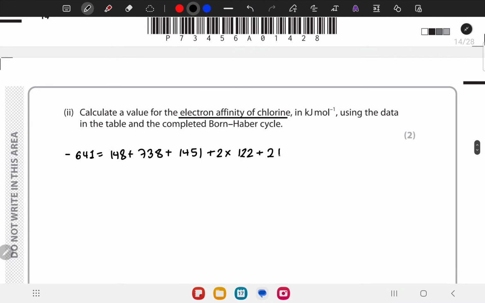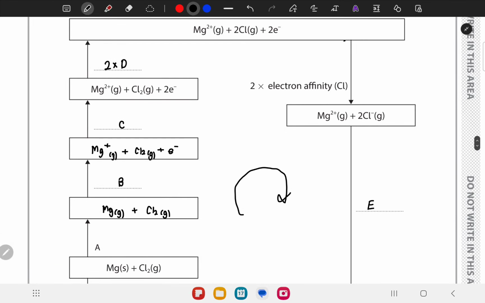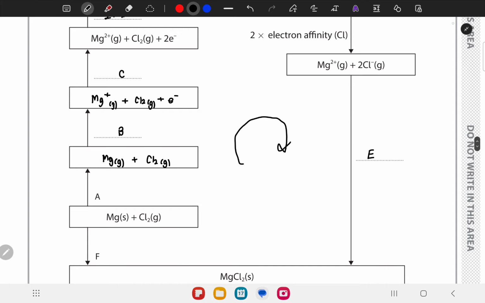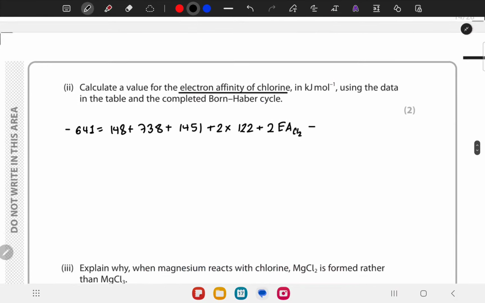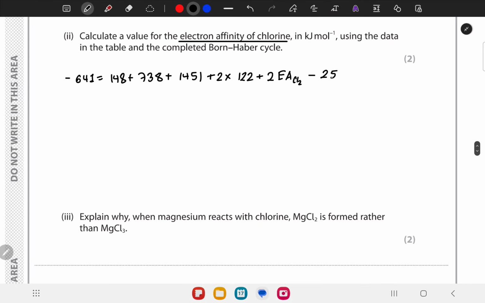So twice the electron affinity of chlorine, and we have E over here. The value of E is minus 2526. From this, if we calculate the electron affinity of chlorine, we'll find this to be minus 348 kilojoule per mole.